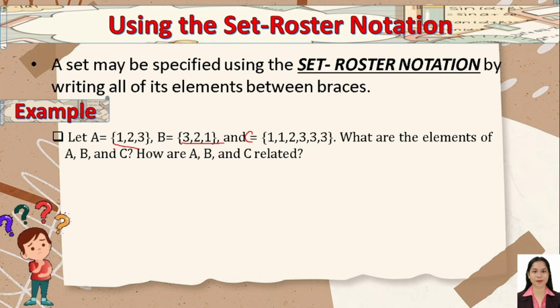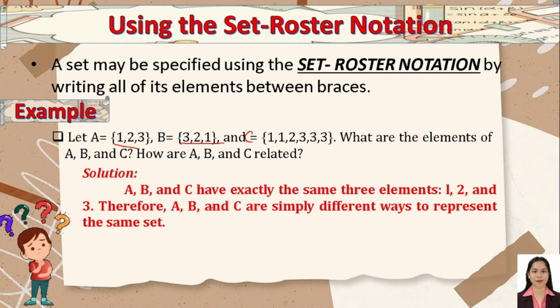Okay, so tingnan natin. We have A, B, and C. So what are the elements of A, B, and C? So A, B, and C have exactly the same three elements. So we have here 1, 2, 3. So no matter what the arrangement of the element, as long as pare-pareha sila, yun lang din yung kanilang elements. So kahit na magkaroon pa siya ng triple or double number, as long as parehas lang siya, we count that as 1.